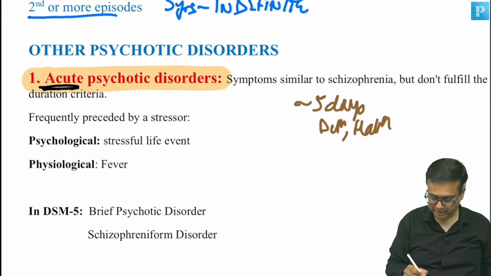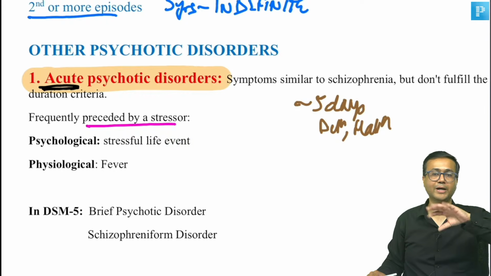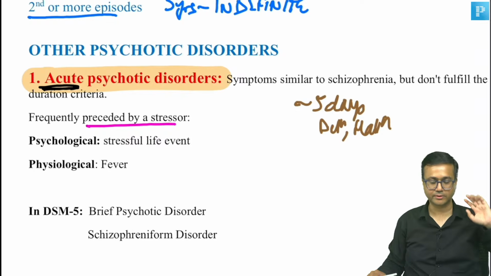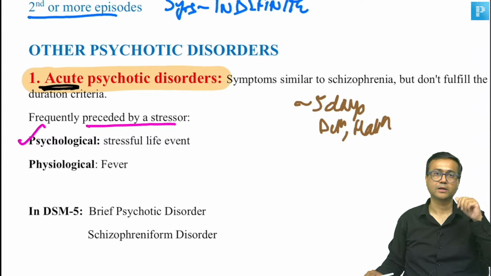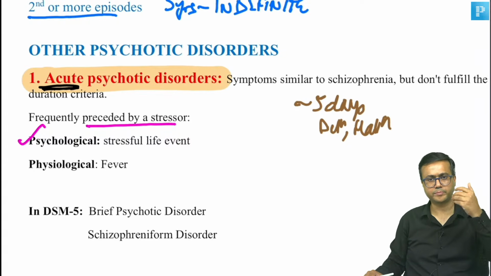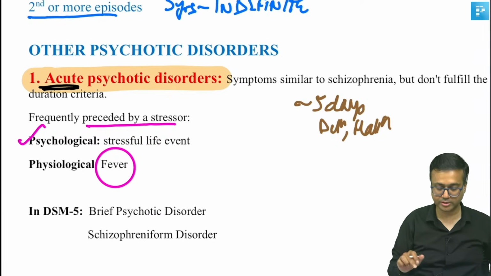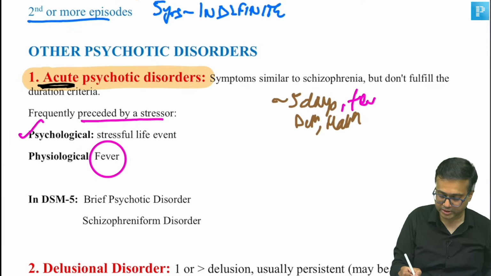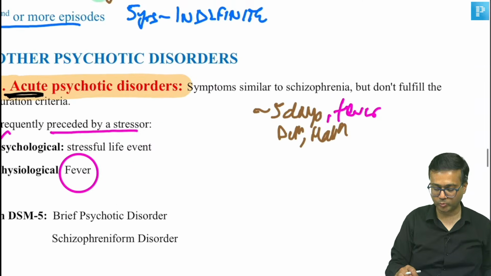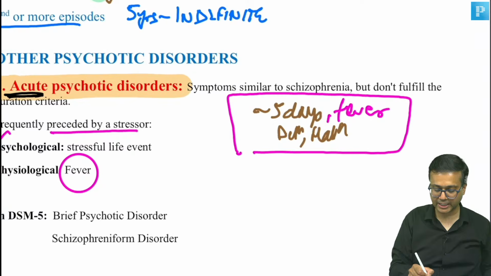But very interestingly, sometimes you will see that acute psychotic disorder may be preceded by a stressor. Maybe at the onset there is a psychological stressor. Beta, a negative life event happened at home, let us say there is some death, somebody lost money, and even remember, even fever can also occur as a stressor. Very interesting. So let's write down one clinical scenario. Beta, you will see this clinical scenario in many Q banks and many questions. Suppose a patient has a 5 days history of fever and has developed delusions and hallucination.